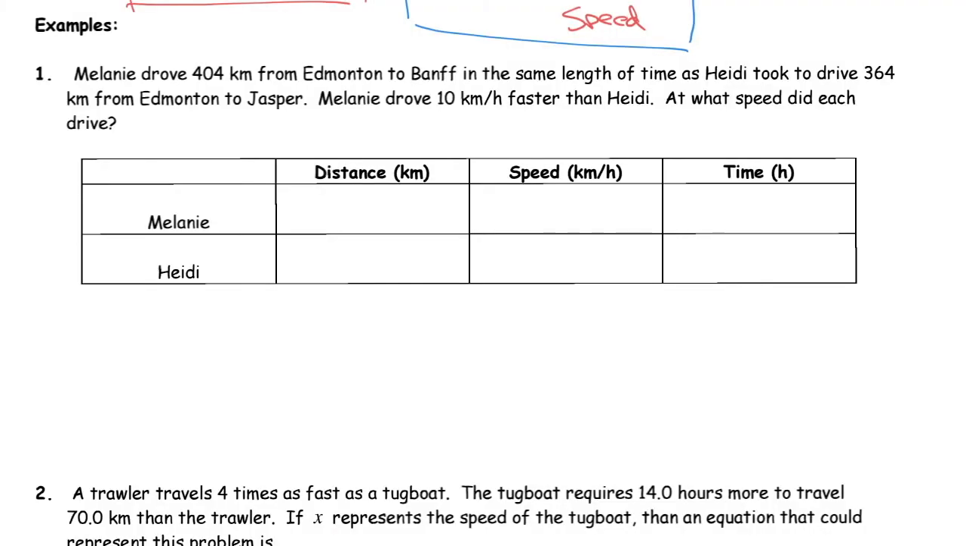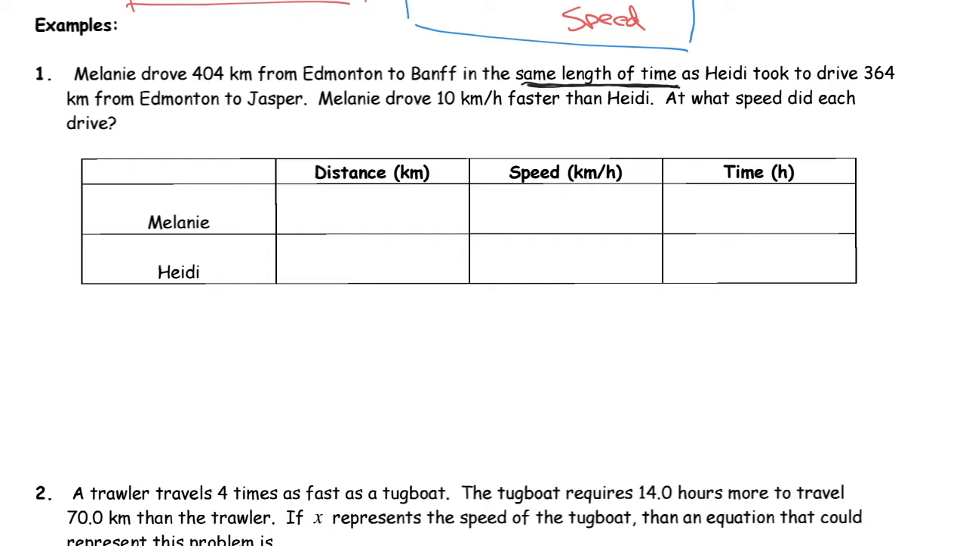Okay, so for our first problem, we read that Melanie drove 404 kilometers from Edmonton to Banff in the same length of time. Okay, so the same time. So that's that first type of problem we were talking about here. Actually, this is a nice one to start off with. So the same amount of time as it took Heidi to drive 364 kilometers from Edmonton to Jasper. Melanie drove 10 kilometers per hour faster than Heidi. At what speed did each drive?